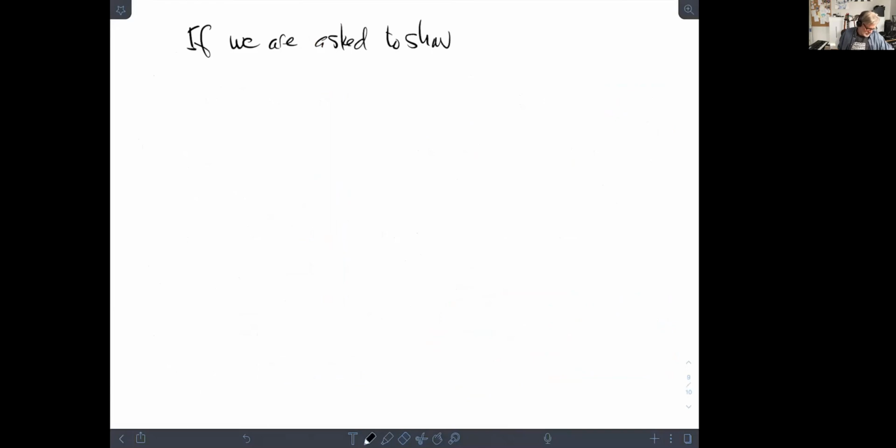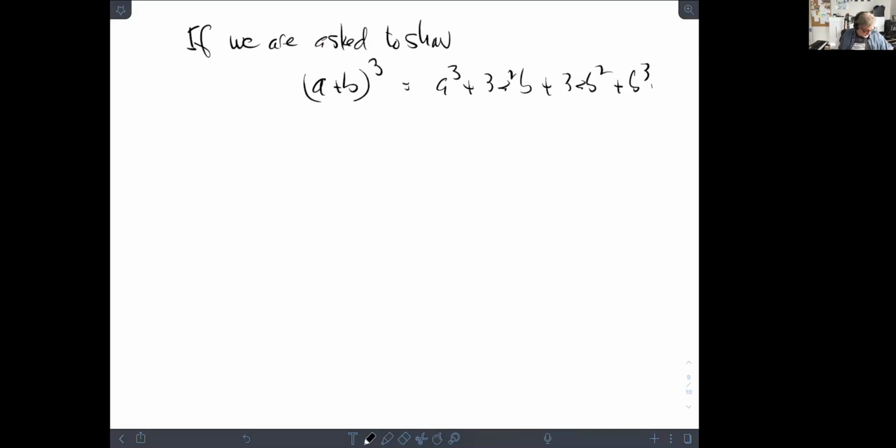Okay. To show some equality, let's write one: (a plus b) cubed equals a cubed plus 3a squared b plus 3ab squared plus b cubed. Let's say we're asked to show this. And you start with this and you mess around with it until you get 1 equals 1. Okay, so suppose you do this.